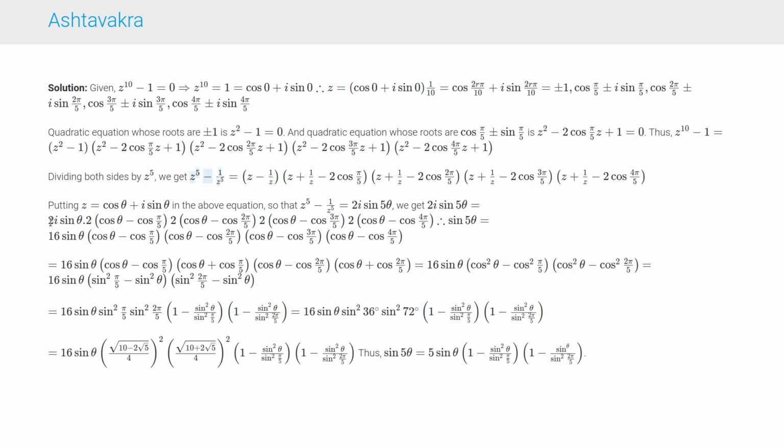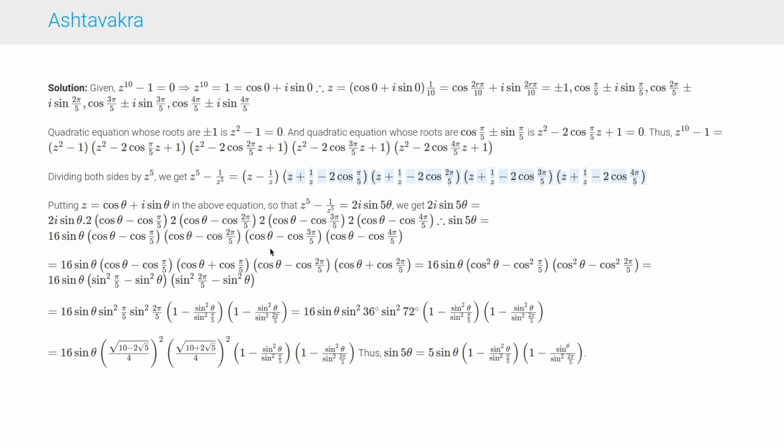This becomes equal to 2i sin theta, that is the value of this from this. We substitute 2i sin theta from here, because z to the power n minus 1 by z to the power n would be 2i sin n theta, and similarly we substitute for these also. So we arrive at sin 5 theta equal to 16 sin theta (cos theta minus cos π by 5)(cos theta minus cos 2π by 5)(cos theta minus cos 3π by 5)(cos theta minus cos 4π by 5).